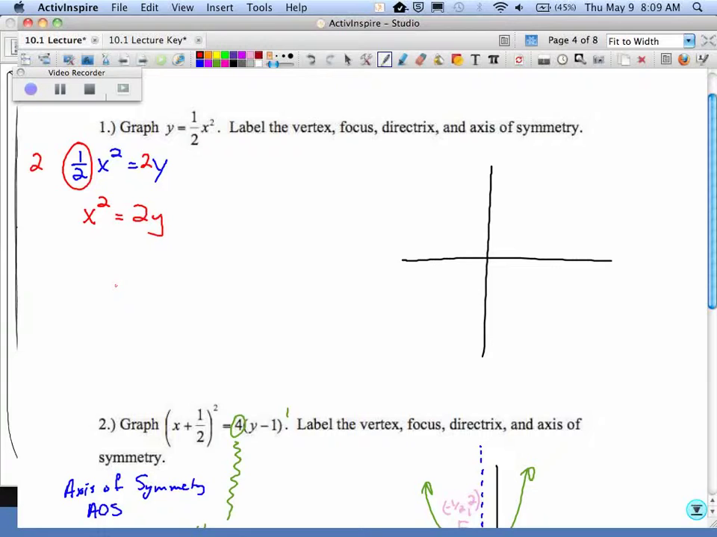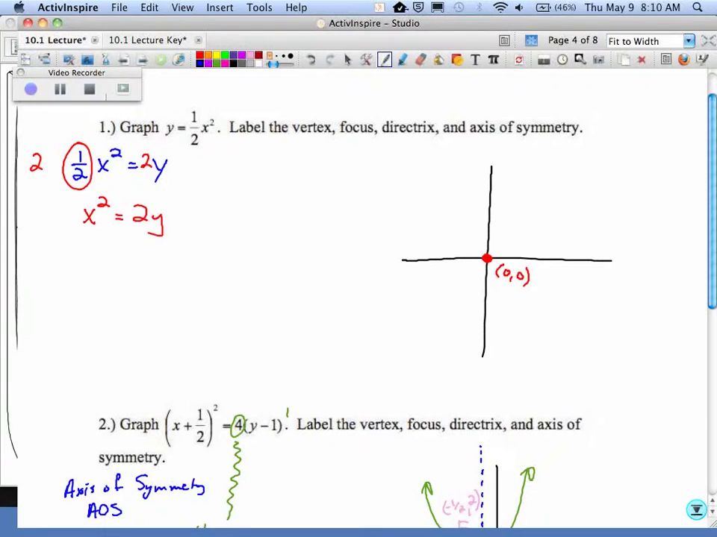Where is my vertex? I'm not adding or subtracting anything with the x or the y, so both of them are 0, 0. Right away, you should be able to tell me, do we have a vertical asymptote or a horizontal asymptote? Oh, excuse me. I meant a vertical axis of symmetry or horizontal axis of symmetry. Why vertical? Because x is being squared, things are going up or down.